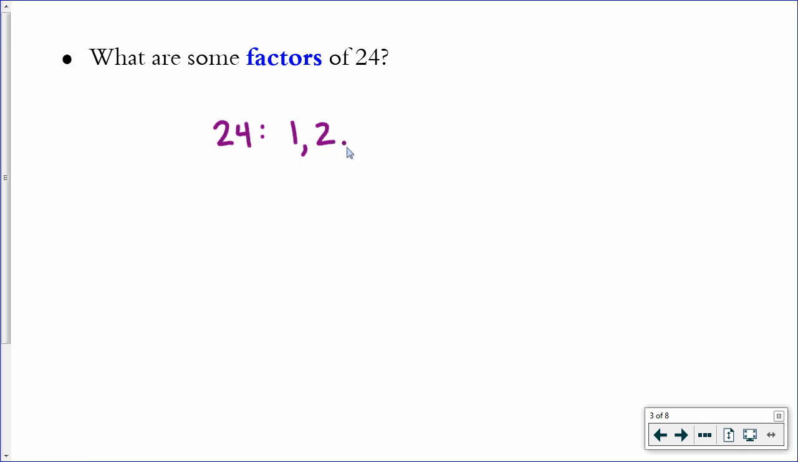Yes, without a remainder. It can be divided by 3. It can be divided by 4. Can't be divided by 5 without getting a decimal result. It can be divided by 6, not by 7. It can be divided by 8, and so on, to create the whole list of numbers that 24 can be divided by. So those are the factors of 24. The numbers that go into 24 evenly that are not decimals, not negative, not fractions.